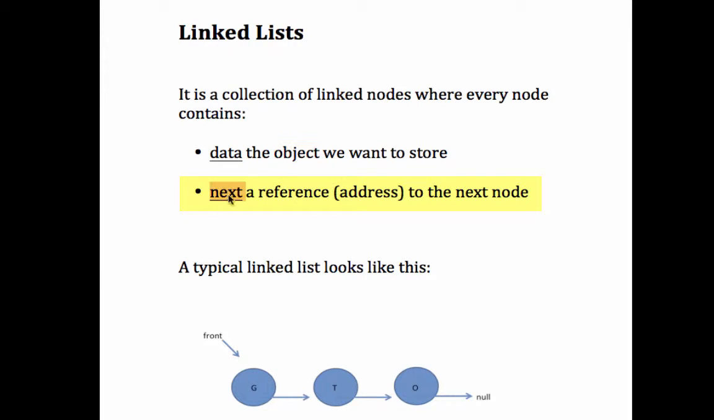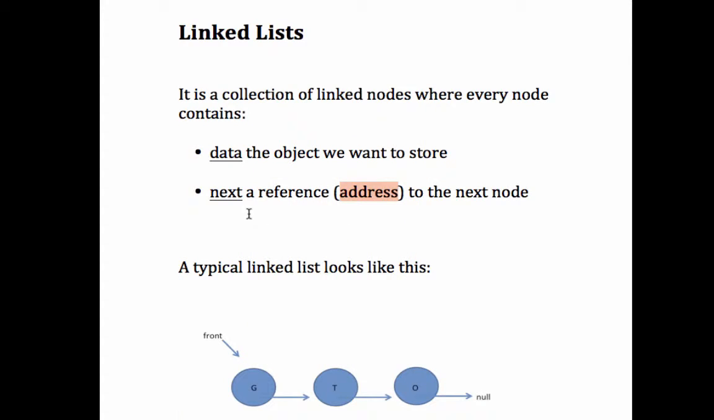The other field is called next, and next is simply a reference, which again is an address in Java, and is the address of the next node in the linked list. So typically, a linked list looks like this. Those circles are the nodes, and every node has two pieces of information. One is the data, which in this case is a single letter, like G or O or T. And again, that could be any type that we want to define later on in our class.